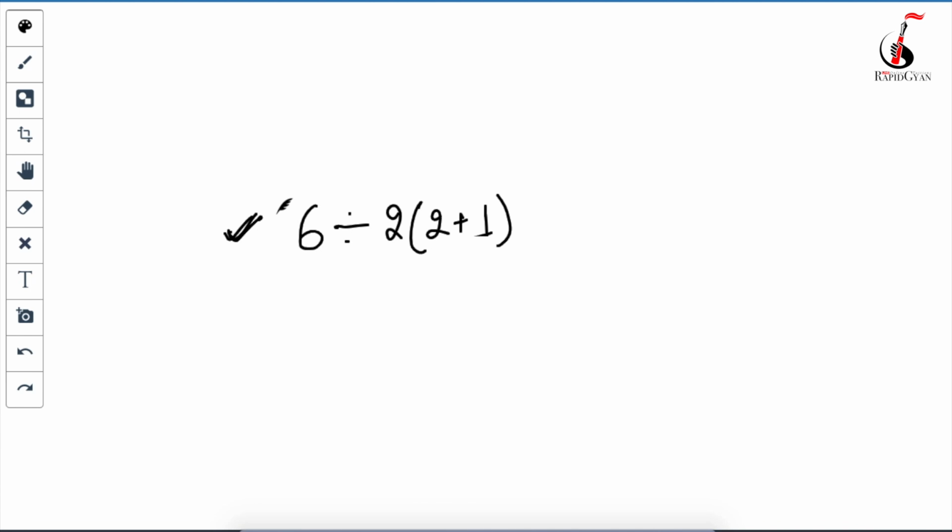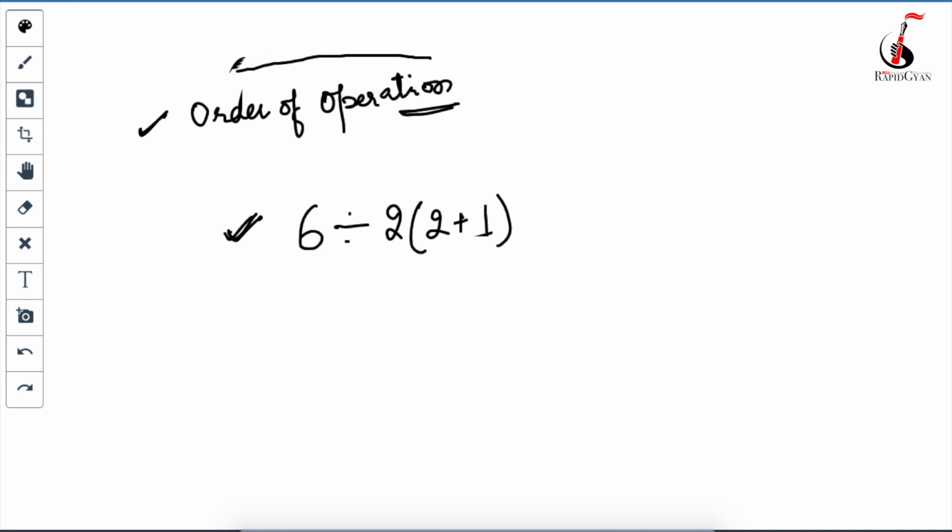So this problem is nothing but just an example of order of operations. Hope you guys know what order of operations is. Okay, so guys, I'm going to tell you the solution for this, but don't watch this video just to get the solution of this mathematical problem. This video is also important to understand what the order of operations is and how we are going to use it. With the help of the solution of this problem, you'll be able to understand the order of operations.